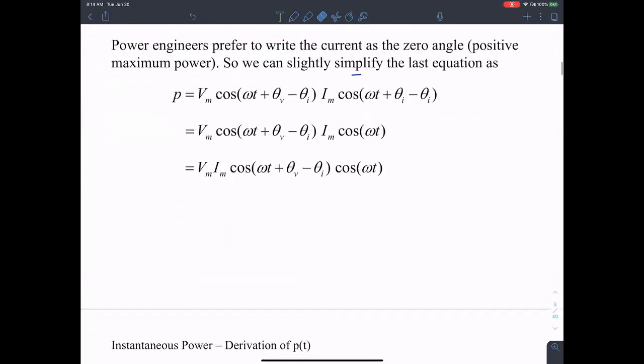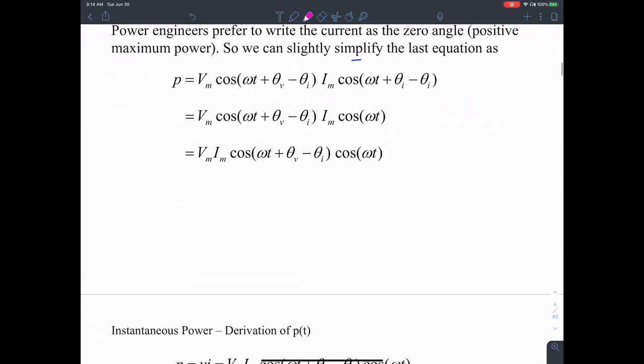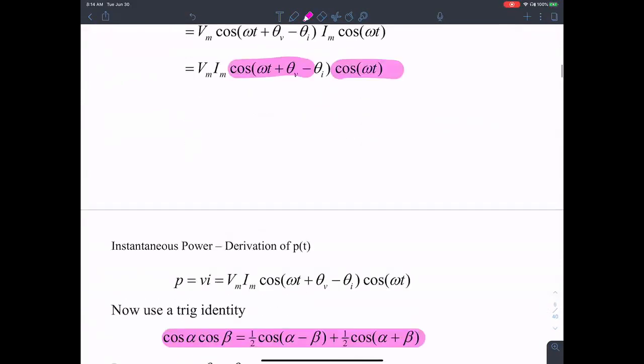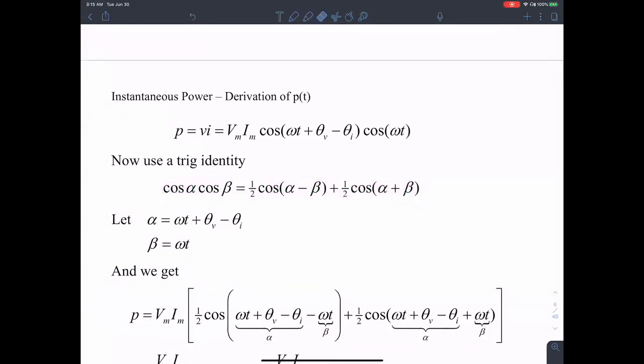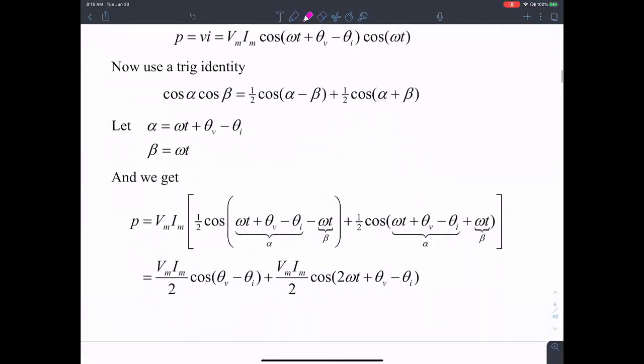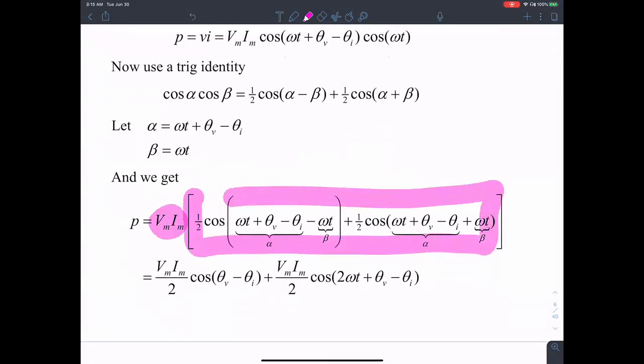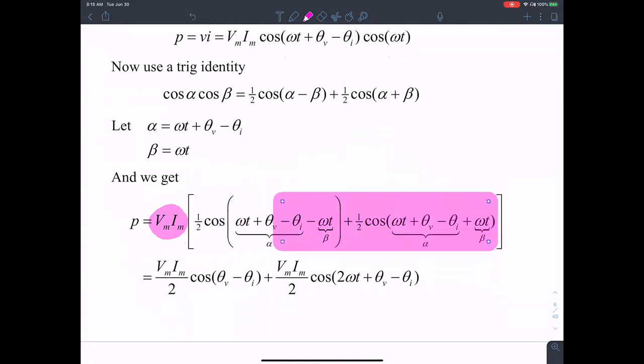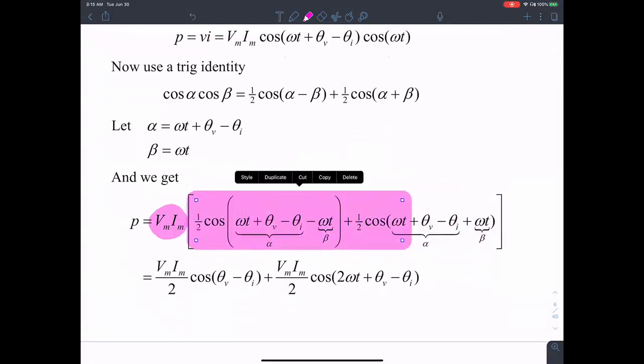Now we can do the product of these two terms. When we do the product of these two terms using the simple trigonometric identity, the final result is going to look like this. There is Vm times Im that is multiplying all of the terms within the bracket.